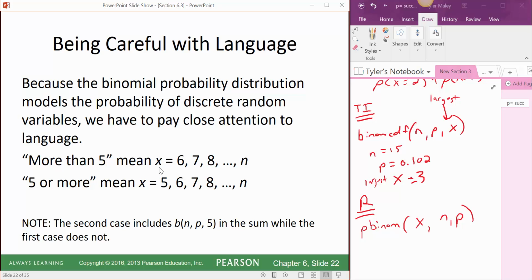So something in this section that you want to be careful with is language, right? For example, if we have more than 5, this does not include 5. This means 6, 7, 8, all the way to n, all the way to the largest trial. Where if we say 5 or more, that includes 5 now. So there is a difference in this language.